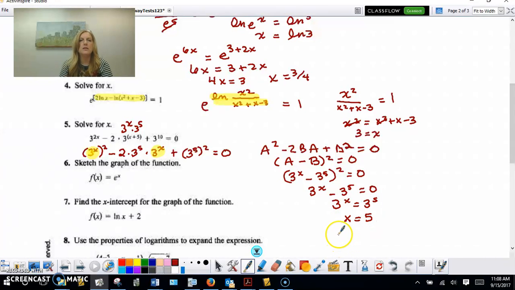So you have to recognize that this is a quadratic in form, and that it's actually even nicer than just being quadratic in form. It is a perfect square trinomial.